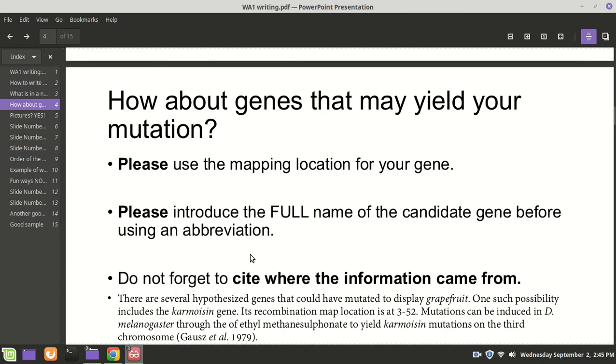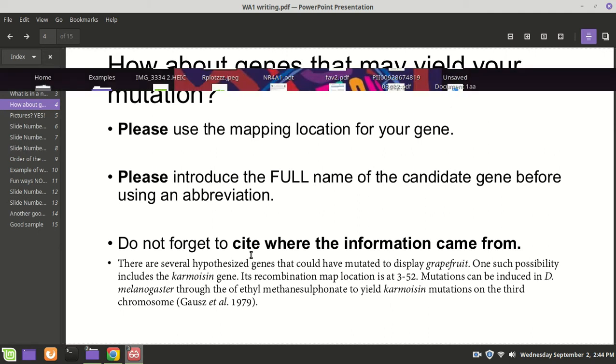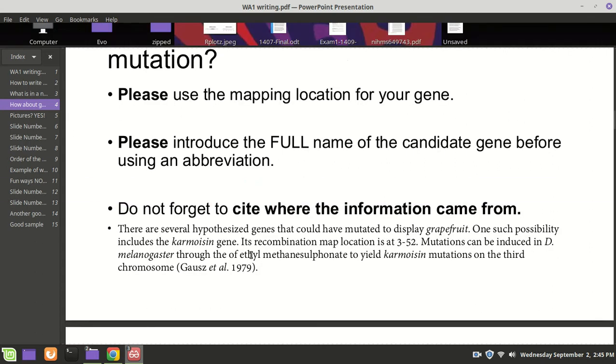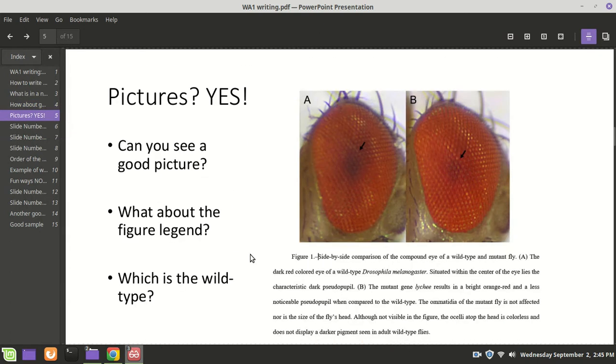The gene. You need to find the map location, which I'm going to make a video for helping you find, using the genome browser or with other ways. There are many ways to find the mapping location. The full name of the candidate gene, and do not forget to cite where the information came from. All right, your citations.